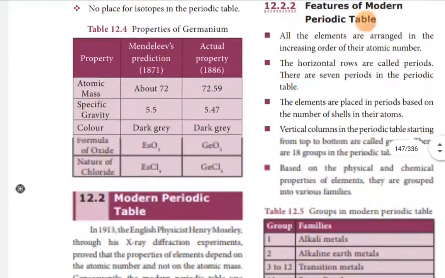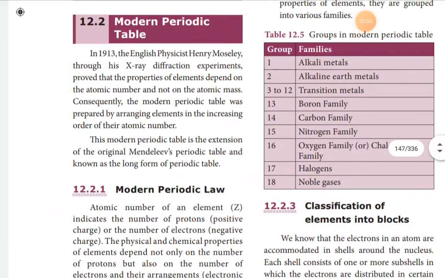in 1913 Moseley classified the modern periodic table. Based on the X-ray diffraction experiment, he proved that the properties of elements depend on the atomic number, not atomic mass. So he arranged elements in the increasing order of their atomic number. The basis of the modern periodic table is atomic number, not atomic mass.